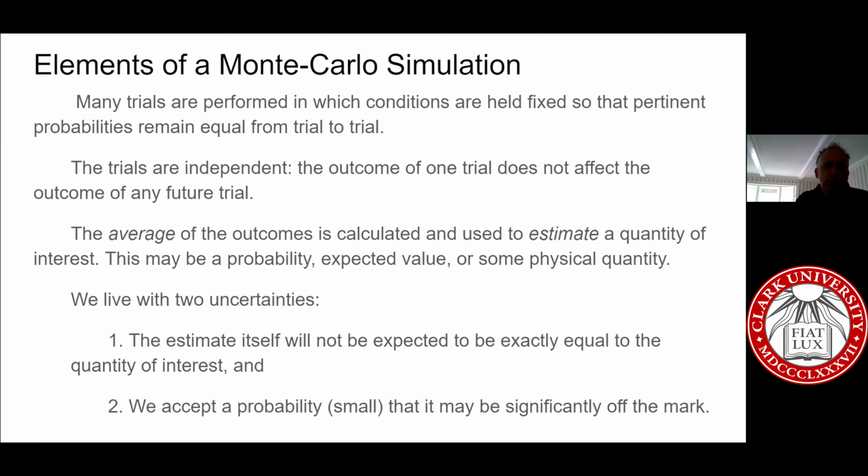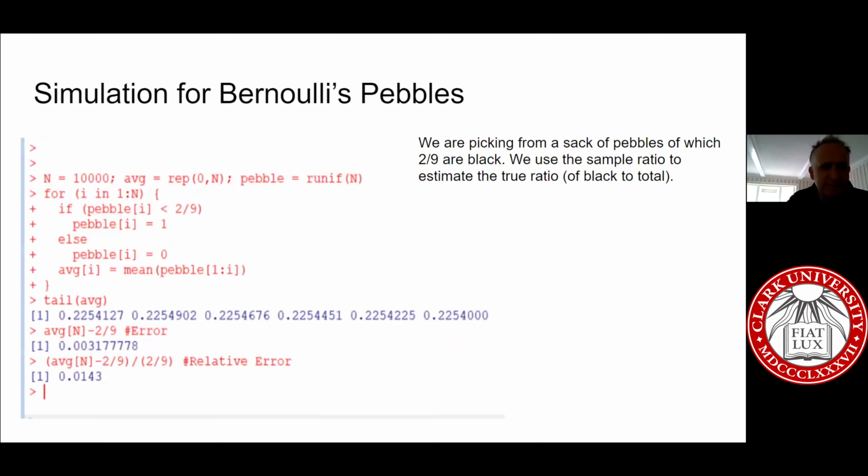All right, so here I wanted to do very simple ones at first. This is just the Bernoulli pebble experiment. I made it 2 out of 9, so figure 200 black pebbles and 700 other pebbles. I'm picking, and I just want to see how many black ones I get.